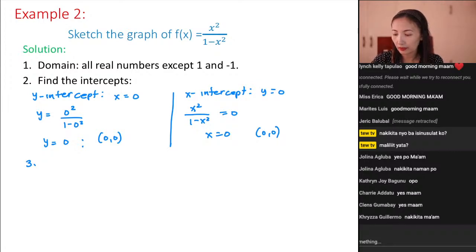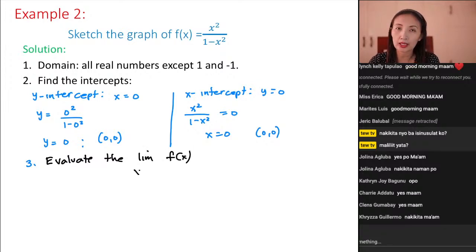Evaluate the limit of the function as x approaches infinity. Please recall your theorems on limits at infinity. If the degree of the numerator and the degree of the denominator are the same, what did we say? How do we evaluate the limit of that function? It's the quotient of the leading coefficients.